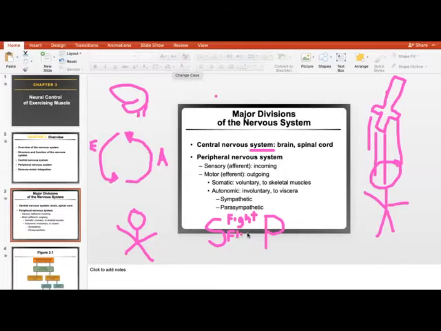And the way that I remember that is that the parasympathetic nervous system makes things calm down a little bit. So this is rest and digest. All right. And the way I remember that, one second, rest and digest. And we'll just talk a little bit about that.